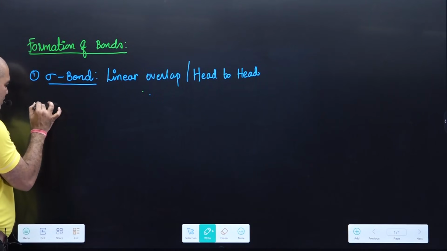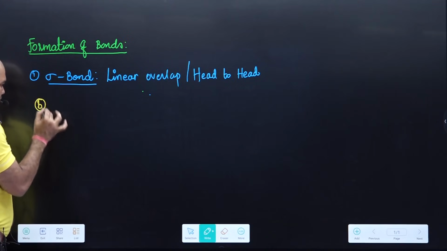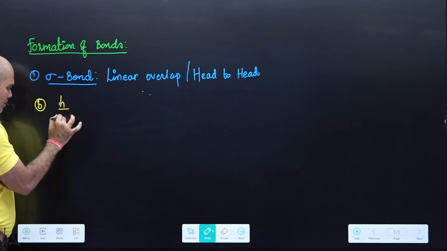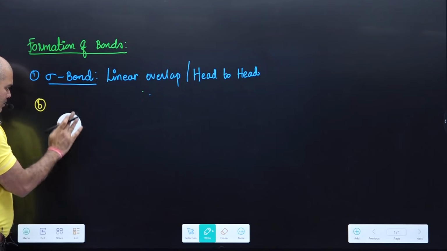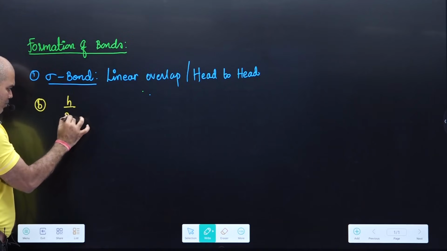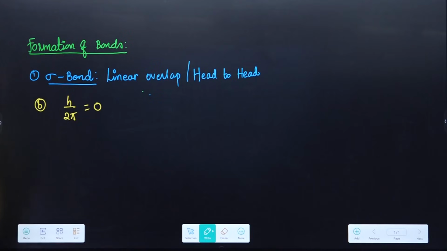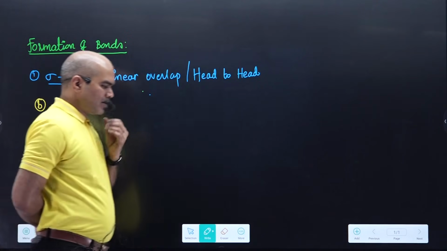Second point, these bonds are formed from the combination of those orbitals whose h by 2 pi orbital angular momentum value will be 0. Okay, note down. These orbitals means molecular orbitals, which we are relating to bonds, sigma bonds.